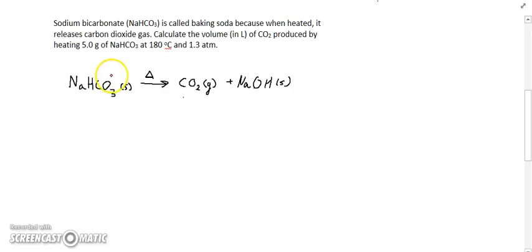So the problem says sodium bicarbonate, when it's heated, releases carbon dioxide gas. What is the volume of carbon dioxide produced by heating 5 grams of sodium bicarbonate at 180 degrees Celsius and 1.3 atmospheres? Now the first thing I'd like to do is just copy down the information about each substance. So for sodium bicarbonate, we know we're starting with 5.0 grams of it. For the carbon dioxide, we know a final temperature of 180 degrees Celsius, and we know a final pressure of 1.3 atmospheres. What we're trying to find is the volume of that.